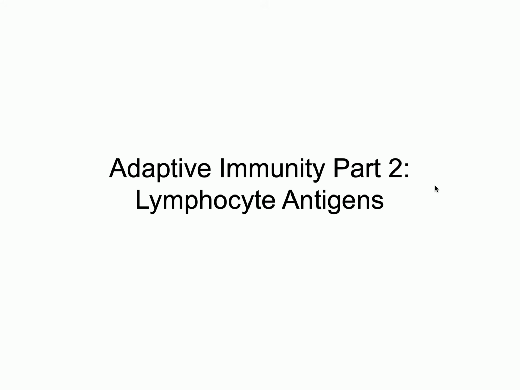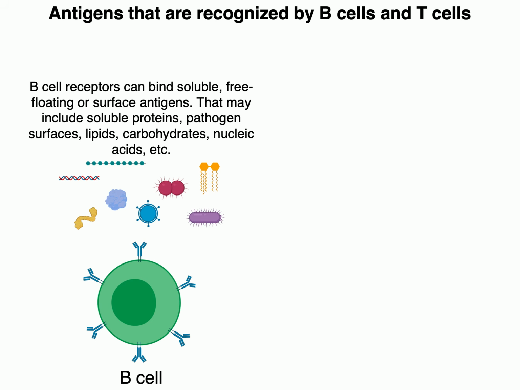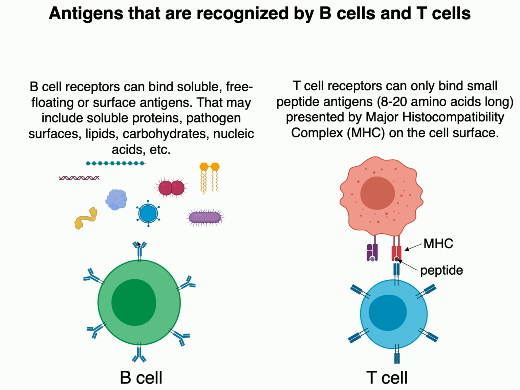In the second part of our series on adaptive immunity, we're going to discuss how lymphocytes recognize their antigens. The types of antigens that are recognized by B cells and T cells are distinct. B cell receptors can bind soluble, free-floating, or surface antigens. These can include proteins or pathogen surfaces, lipids, carbohydrates, or nucleic acids, or really anything that can bind to this B cell receptor. T cells, on the other hand, only bind to small peptide antigens.